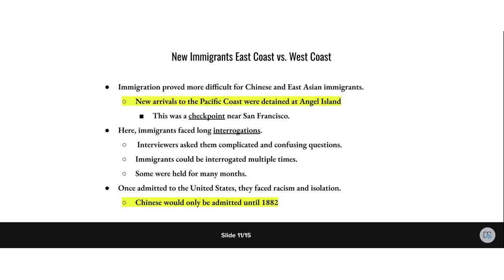Immigration proved more difficult for Chinese and East Asian immigrants. New arrivals to the Pacific Coast were detained at Angel Island. This was a checkpoint near San Francisco. Here, immigrants faced long interrogations. Interviewers asked them complicated and confusing questions. Immigrants could be interrogated multiple times. Some were held for many months. Once admitted to the United States, they faced racism and isolation. But the Chinese would only be admitted to the United States until 1882.